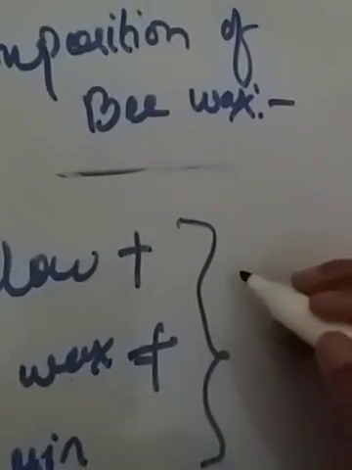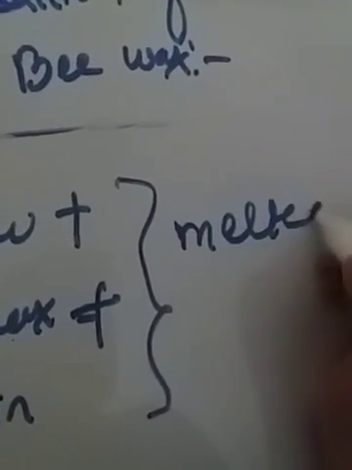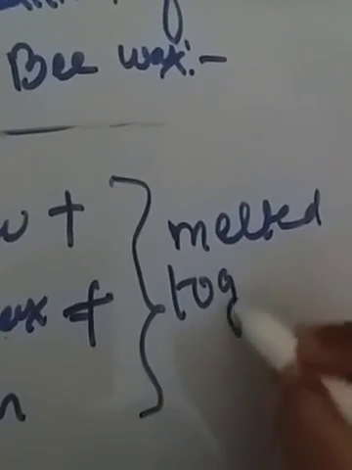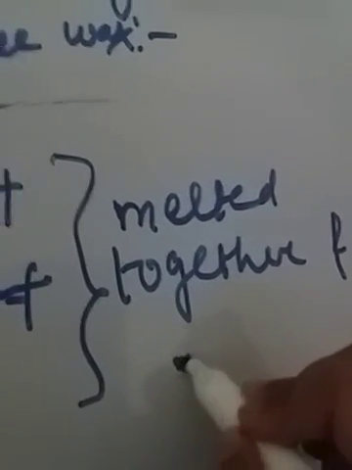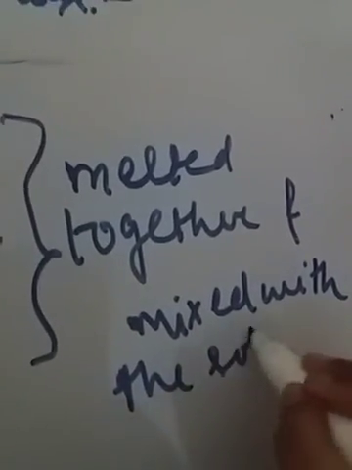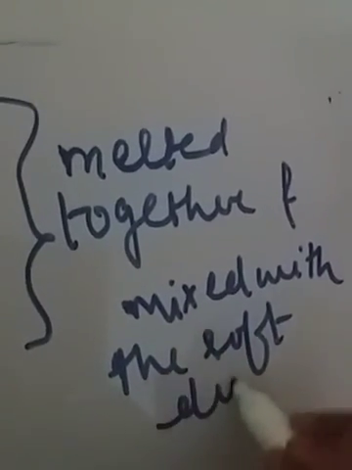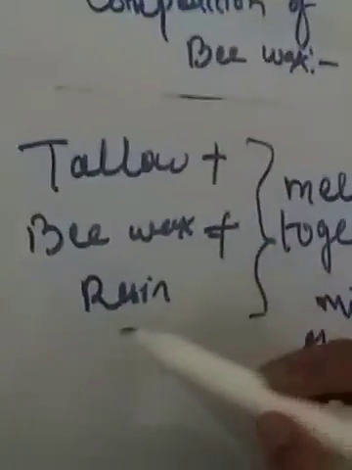It is mixed, but these three are first melted together and mixed with the soft dung, that is the cow dung and clay mixture, which is known as graft clay. This is first melted and mixed with the graft clay.